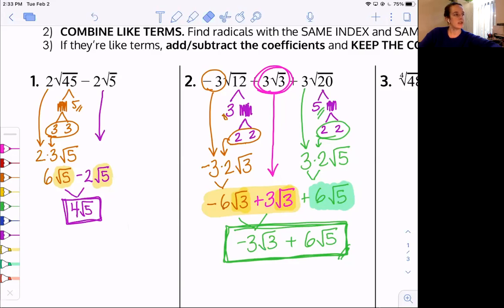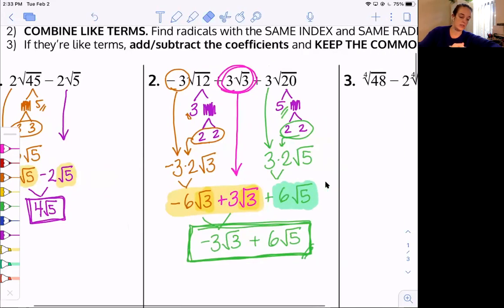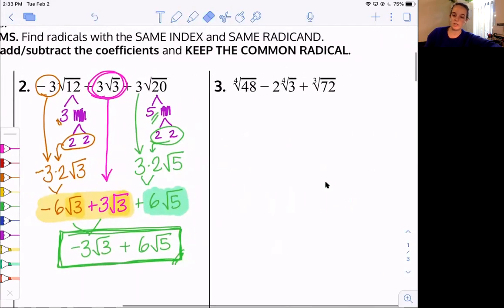Some people said that it'd be good to see a new example. I'm going to go ahead and show you this last one here.